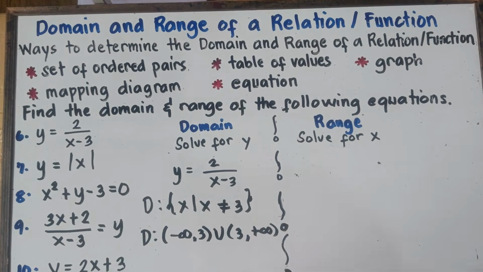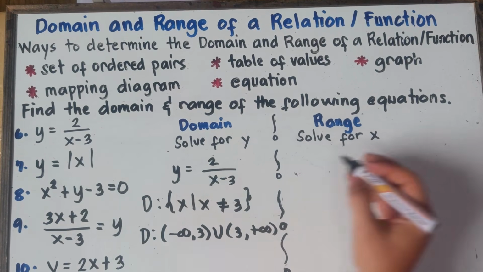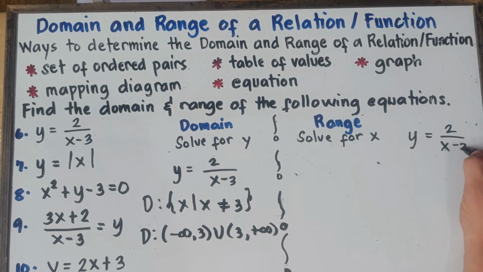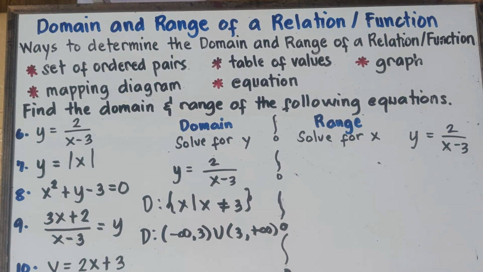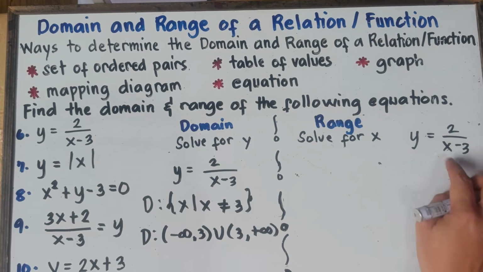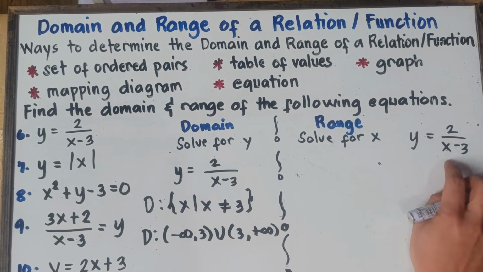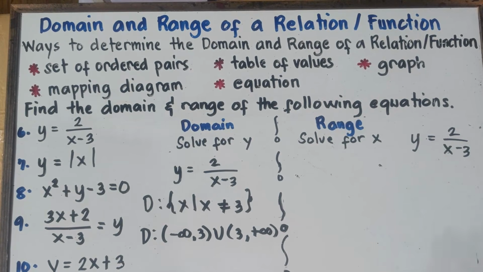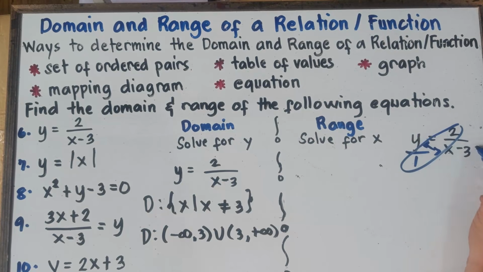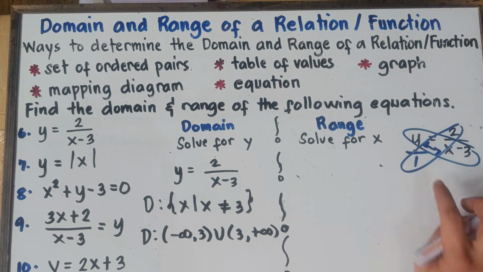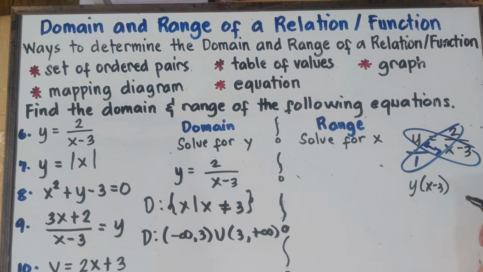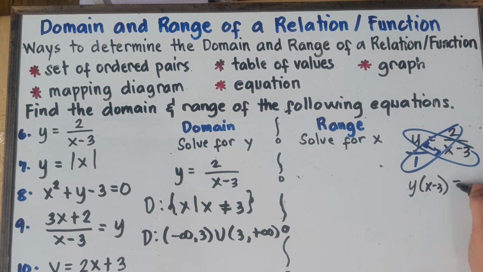Let's solve for x. Copy the equation: y equals 2 over x minus 3. To solve for x, simply do cross multiplication, or you can just exchange this one. Understood that there's a 1 here, so you can multiply this one and then this one. So this will be y multiplied by x minus 3, and then 2 times 1, that would be 2.